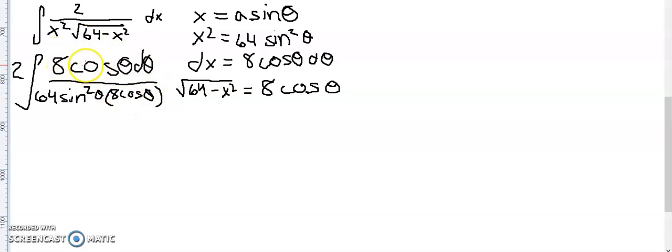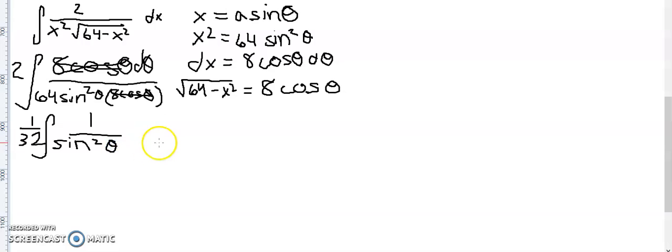So now, something that we can easily identify is that the 8 cosine thetas can be canceled out of this problem. So they're gone. What we're left with is 2 over 64, and if we pull that 64 out of there, that'll give us 1 over 32 times 1 over sine squared theta. So now this should be very familiar to you if you know your trigonometry really well.